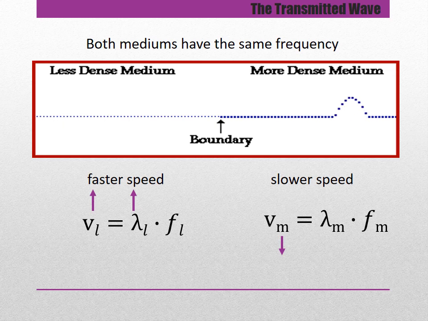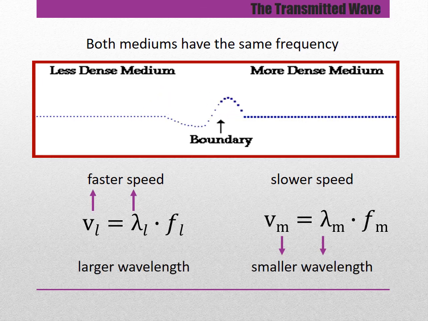Just like on the opposite side, the velocity is slower in the more dense medium. So if velocity has decreased, this side of the equation must also decrease. And since frequency cannot change, it is the wavelength that must decrease. So if there is a change in velocity and frequency is fixed, that means the wavelength must have changed.